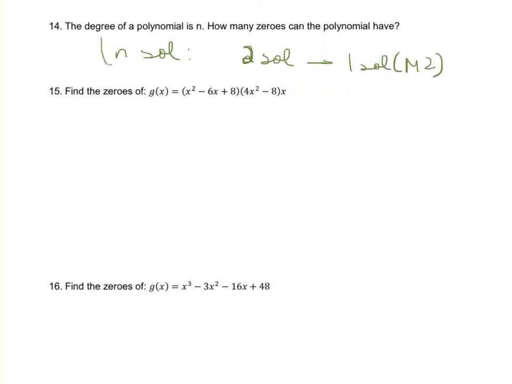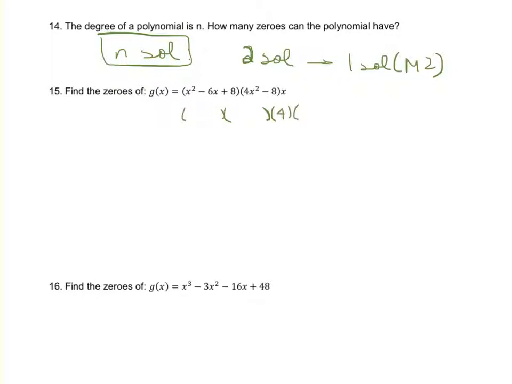So what I was looking for was n solutions, exactly the same as the degree, although you could have less than that if you don't count multiplicities. Find the zeros of this polynomial. Remember, to find zeros, you set the function equal to 0, and you factor it.